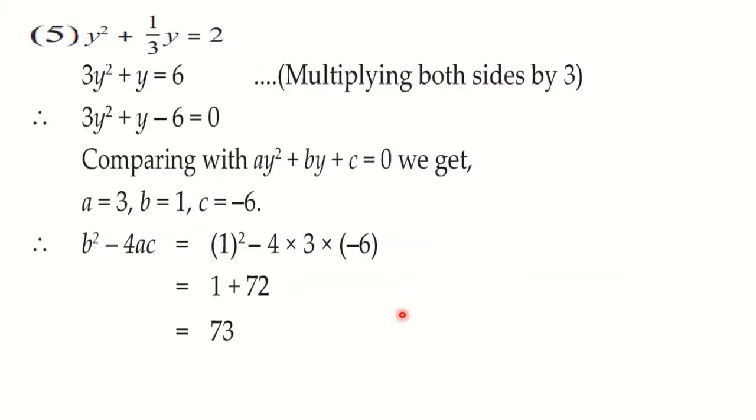These are the questions given. From that also I have taken one example. I have taken question number 5 because here we have a fraction: y square plus 1 upon 3y is equal to 2. We don't want this fraction, so let us multiply both the sides by 3. When we multiply it, we get 3y square plus y is equal to 6.